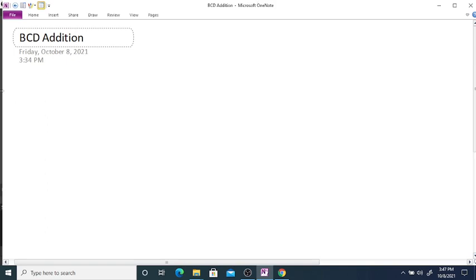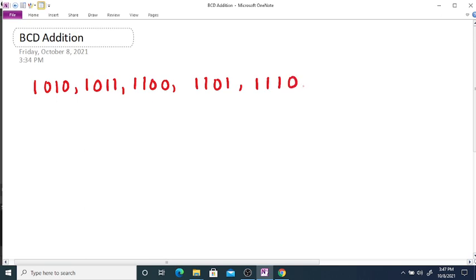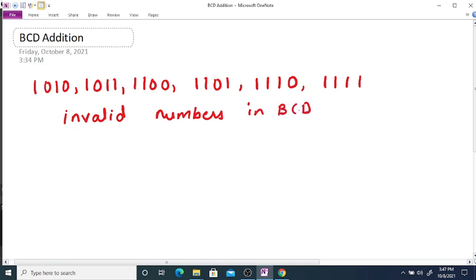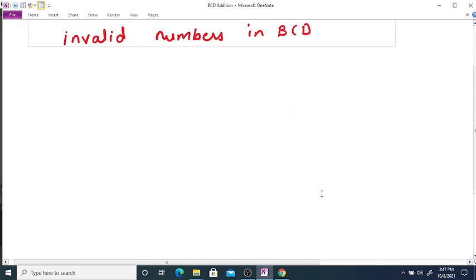BCD addition. In BCD numbers, we know that numbers greater than 9, that is 1010, 1011, 1100, 1101, 1110 and 1111 are invalid numbers in BCD. So, while adding BCD numbers, three cases arise. We will see case 1.